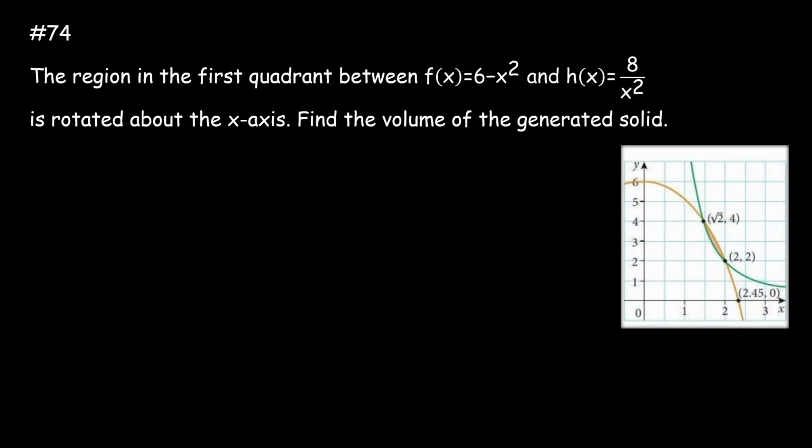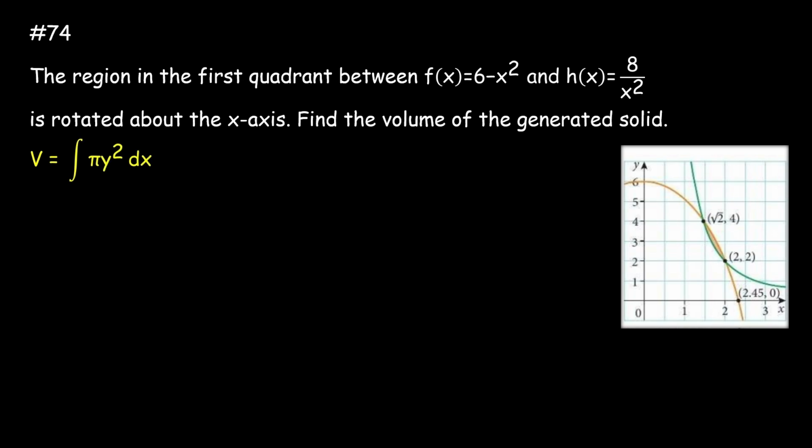Question 74. The region in the first quadrant between f of x equal to 6 minus x squared and h of x equal to 8/x squared is rotated about the x-axis. Find the volume of the solid generated. Okay. We know that volume is the same as pi y squared dx, right?